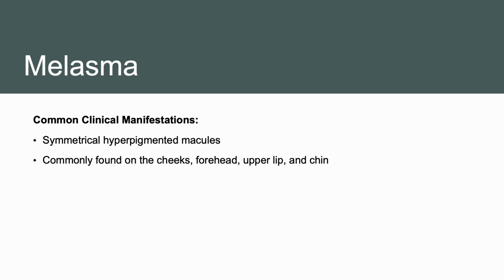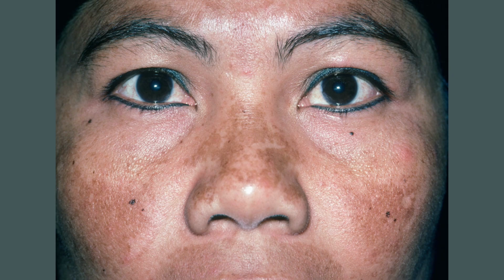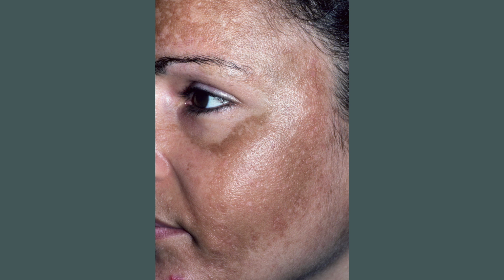Clinically, we see symmetrical hyperpigmented macules, usually on the cheeks, forehead, upper lip, and chin. In other words, sun-exposed areas. Here's a clinical image. Another one. Here's another view. Again, these are patches, so if you closed your eyes and ran your finger over the hyperpigmentation, you wouldn't feel it.